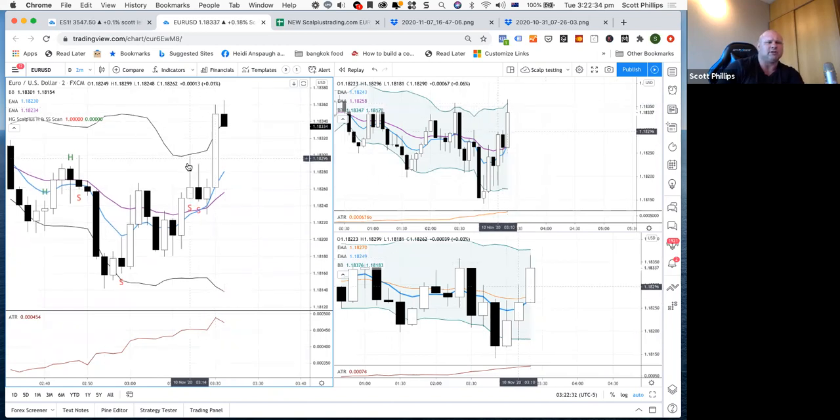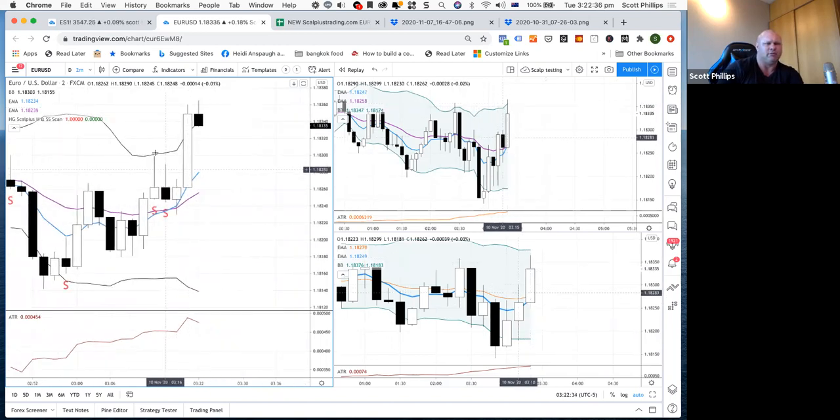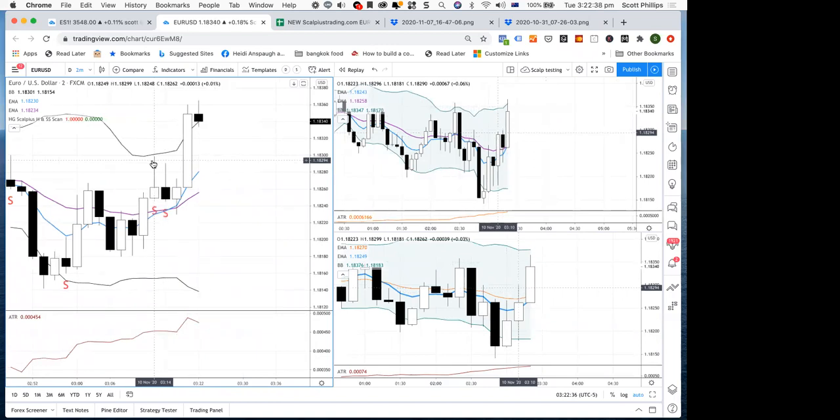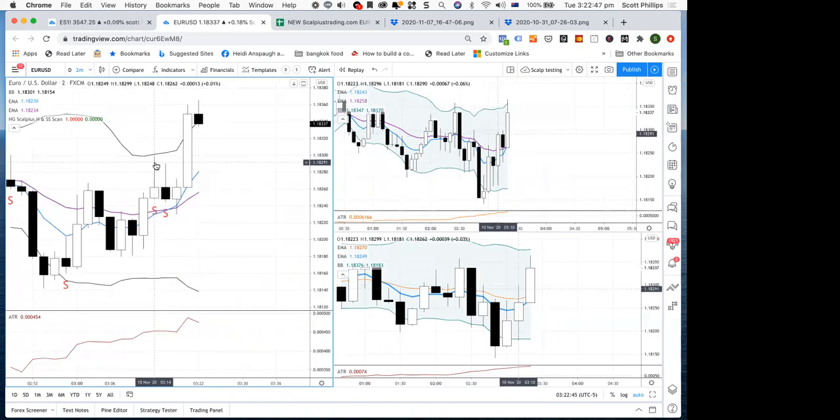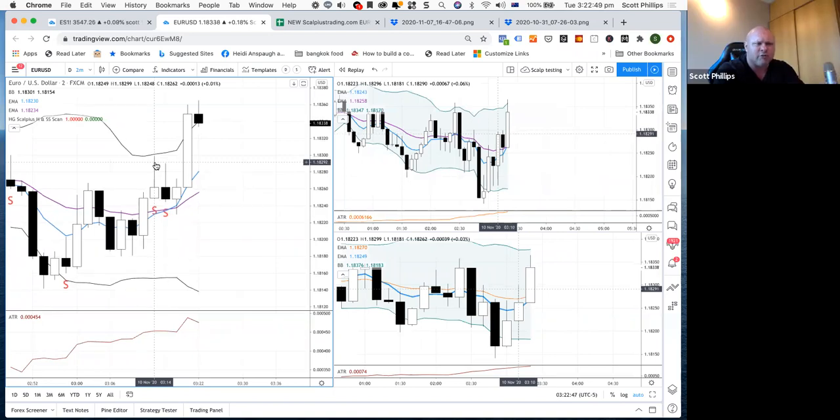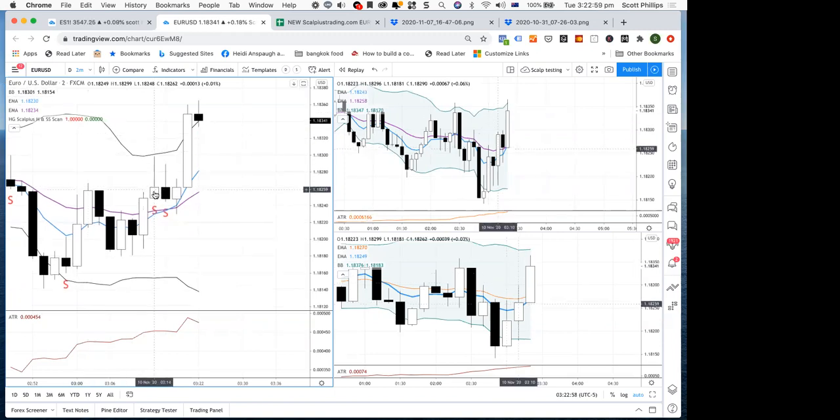Lorenzo, this one didn't touch the upper Bollinger, so it's not a trade. I'm sorry to interrupt, Scott, but this candle did touch the upper Bollinger. This one here? The one on 314, it did touch the upper Bollinger. Okay, so I've got my mouse over the candle right now. You can see the high up here is 1.18299, and the Bollinger high here is 1.18301.